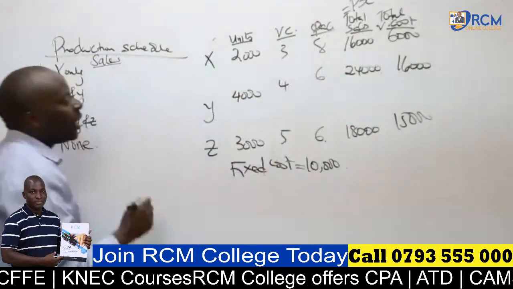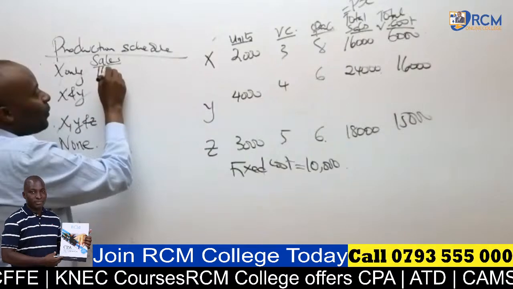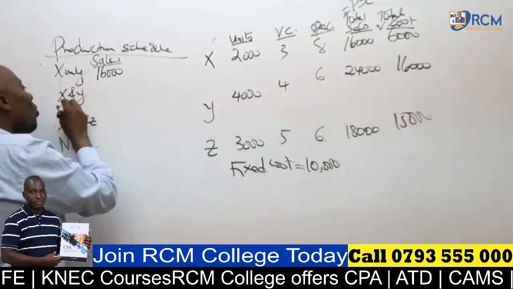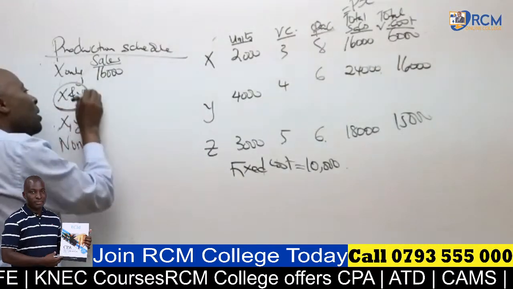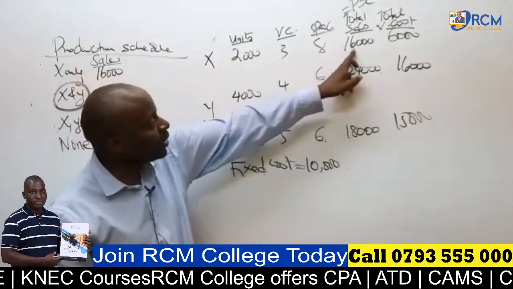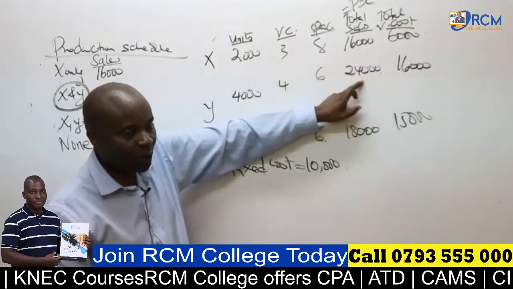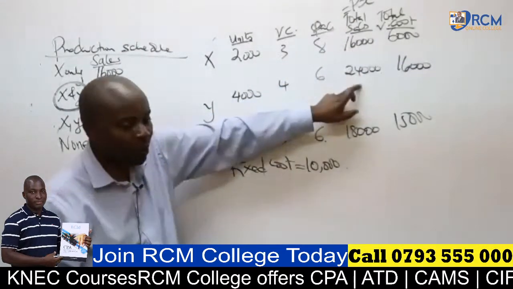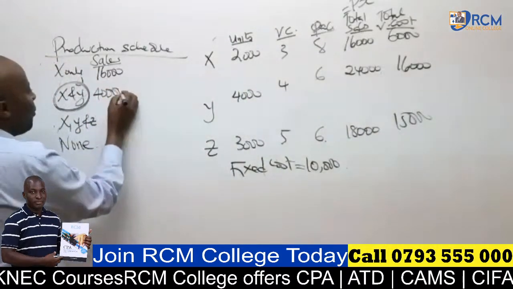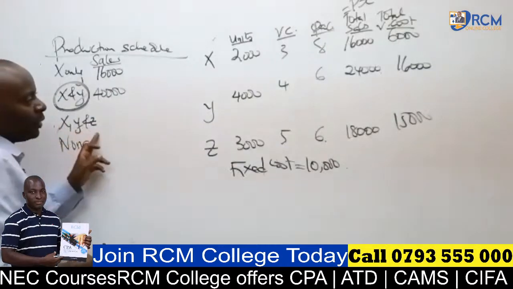It will be 16,000. If we decide to produce X and Y, what will be their combined sales? So X and Y, their combined sales will be 16,000 plus 24,000. Somebody give me this figure. 16 plus 24 gives me what figure? That gives me 40,000.